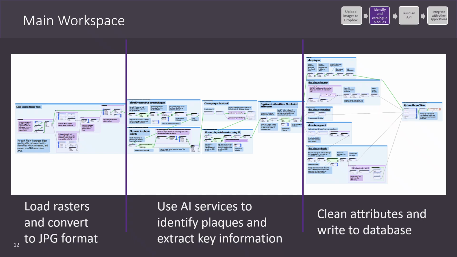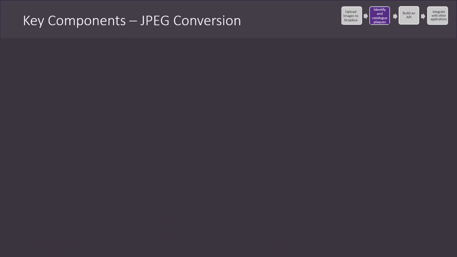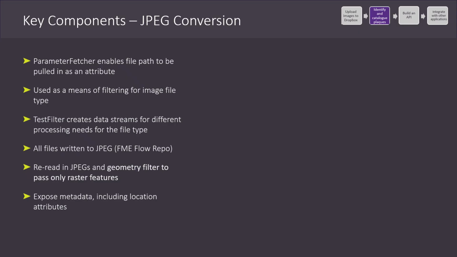What I'll do now is go through the key parts of each of these components, explaining the key processes in the workspace. First is the JPEG conversion happening at the start. The parameter fetcher is the big part here, pulling in the file path from the Dropbox and turning it into an attribute. That attribute value can now be used as a means of filtering based on the image file type, which is the file extension at the end of the file path.